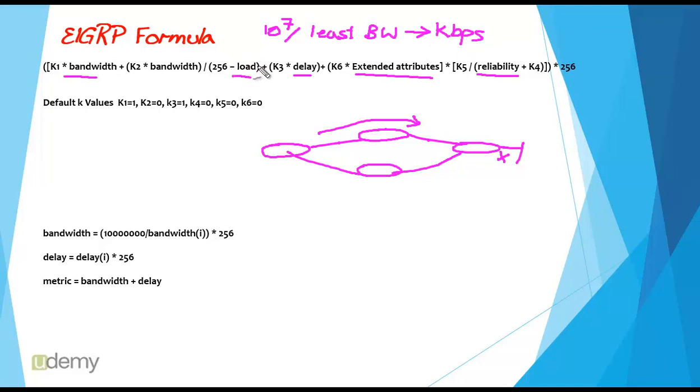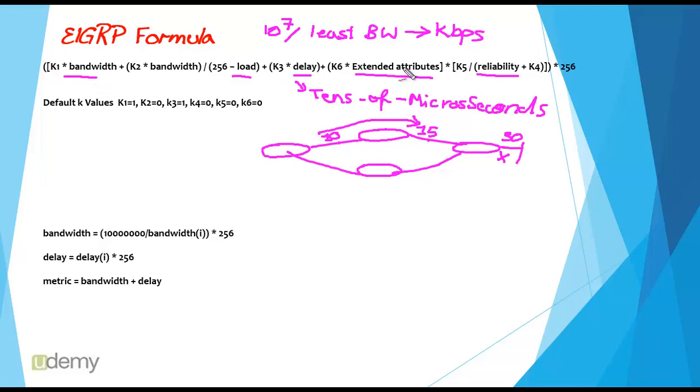The second parameter is load. The third parameter is delay. Delay is measured in tens of microseconds, and it is the cumulative delay, not the least delay like bandwidth. Cumulative delay means that if we have 10 here, 15 here, and, for example, 30 here, the cumulative delay would be 10 plus 15 plus 30, which is 55. So bandwidth is the least bandwidth and delay is the cumulative delay.